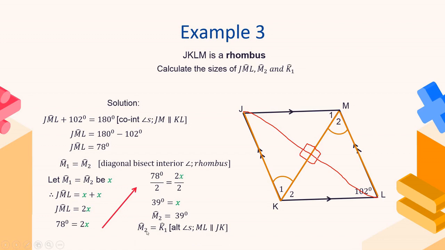And now that we know that M2 is equal to 39 degrees, and since angle M2 and angle K1 are equal, K1 is equal to 39 degrees. And there you have it, everybody. That is a typical test type question, and I hope it helped.